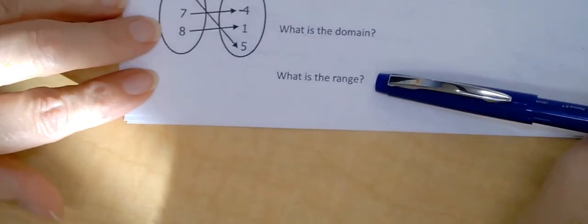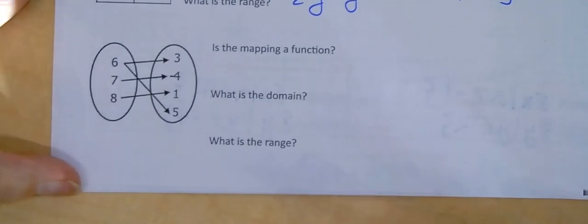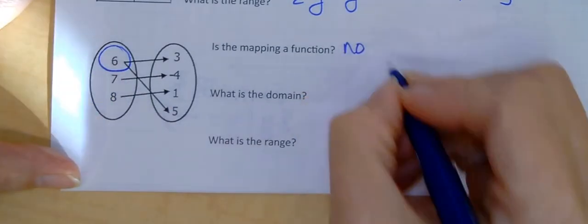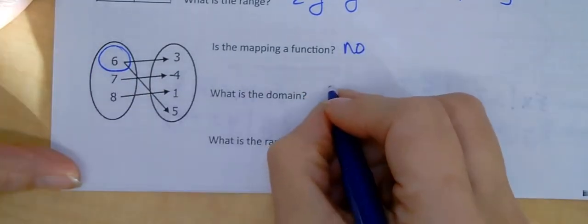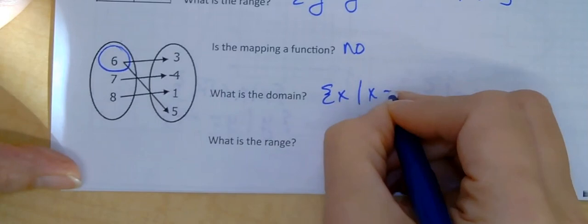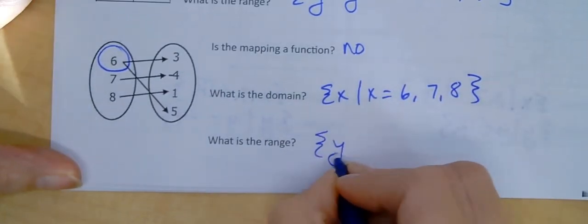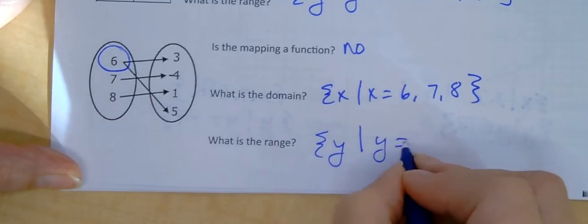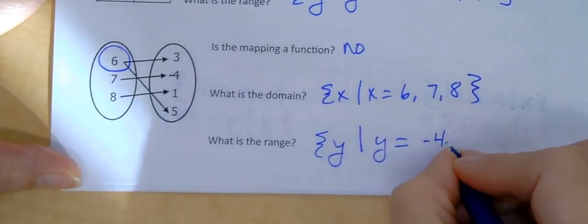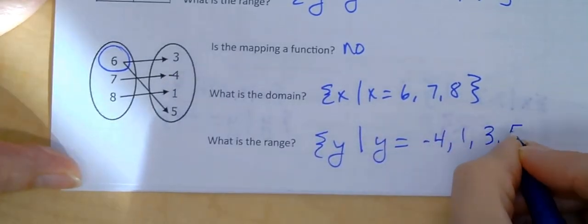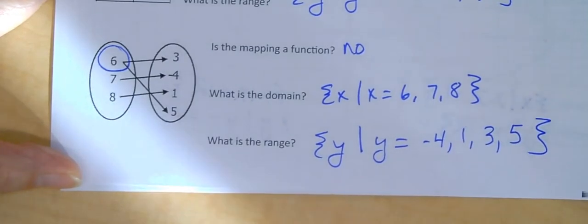And I finally have a mapping diagram. So is this a function? Nope, it's not, because that 6 goes to 2 different places. What is the domain? Domain is x such that x equals 6 or 7 or 8. What is the range? It's y such that y equals -4 or 1 or 3 or 5. And again, I put those in numerical order.